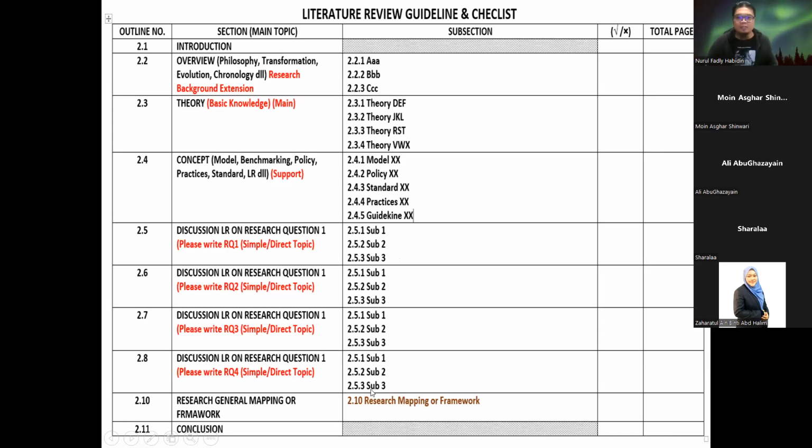So in qualitative, this is objective. This is subjective. Some lecturers also need a research framework, or we call that research genre mapping or research framework. So you can put 2.10 also, but if some lecturers don't want it, please remove 2.10. Because in qualitative, you do not necessarily need to propose your research framework. But in quantitative, yes, you need to have the research framework because we need to test according to your research framework. Okay.